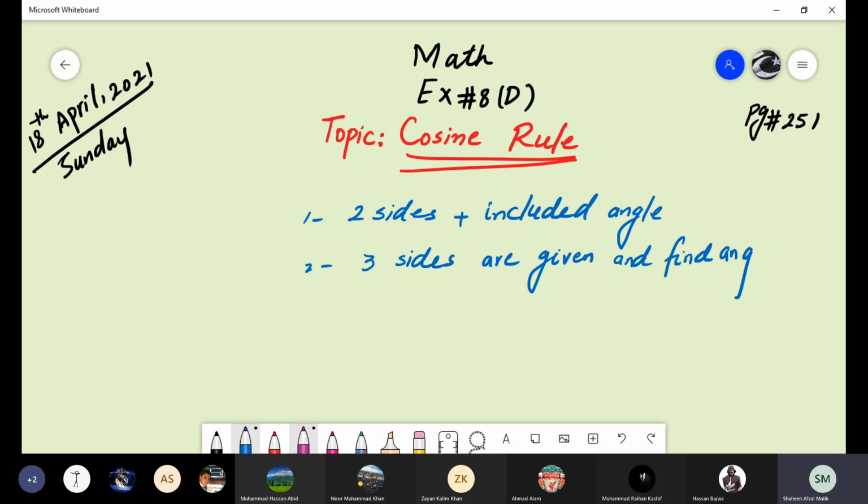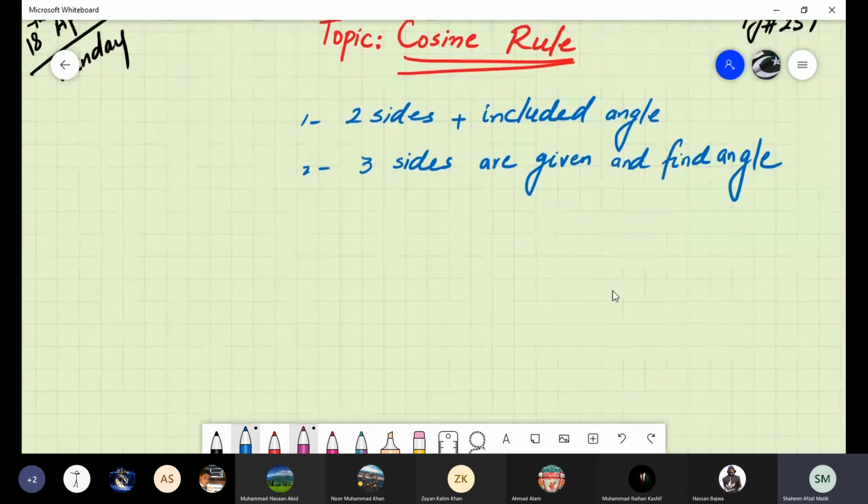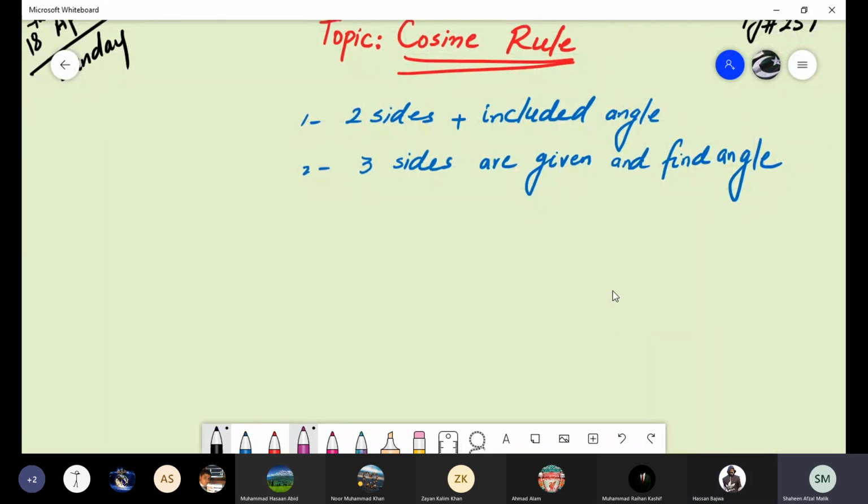So who will tell me whether this is applicable for the right angle triangle or the not right angle triangle? Not right angle triangle. Non-right triangle. Very good. So this is the last question of your syllabus, question number 7. We have done up to question number 6. Now we have the last question, question 7.